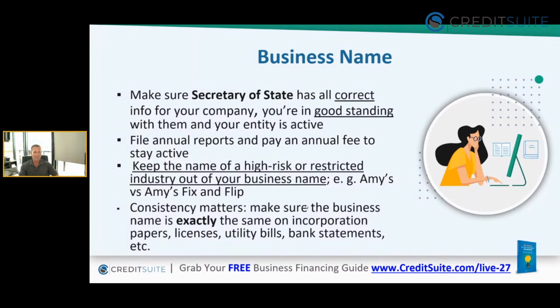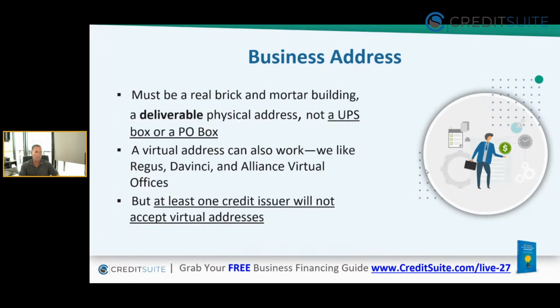Then after I get set up with the Secretary of State, the next thing you do is grab the EIN number. And the next thing you're going to do is set up that business bank account. Now, remember, we talked about addresses. You've got to get a real physical address for the business. If not, you want to use a virtual office. Stay away from virtual addresses. The difference is a virtual address is a PO box. It's a UPS address. It's an iPostal. A virtual office, a real virtual office, is Regis, Da Vinci, Alliance.